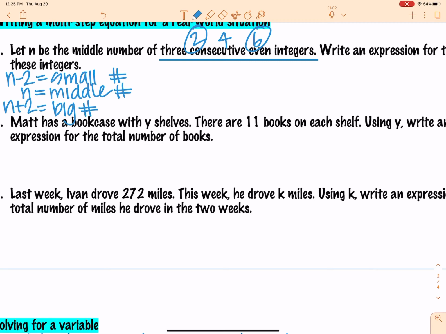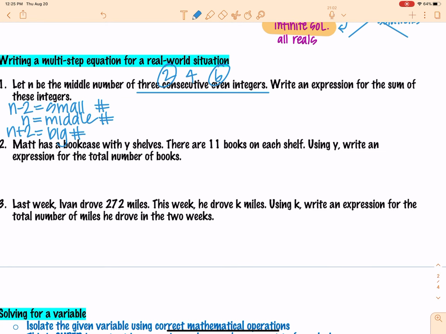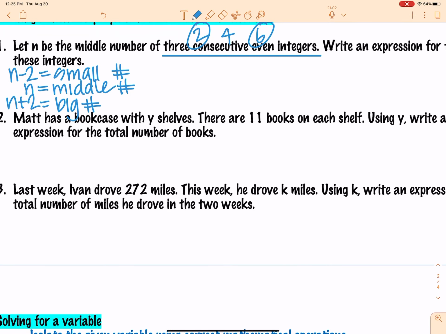So on the side, I always like to designate the expressions for whatever we're talking about. And then what is the question asking? It says, write an expression for the sum of these integers. So all we're doing is adding these integers together. So n minus 2 plus n plus n plus 2. Combine like terms. The 2's cancel out, so you just get 3n as your final answer.